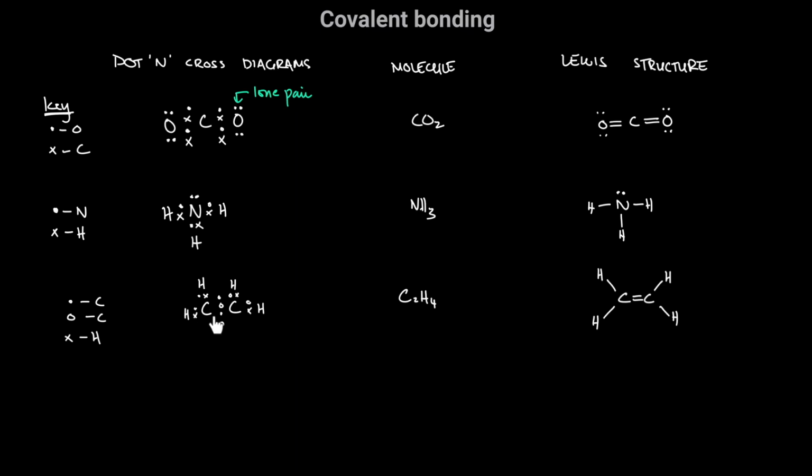So here again, 2 pairs of electrons being shared, that's a double bond, right? Every pair of shared electrons is a single bond. So if we have 2 sets of paired electrons, two pairs of shared electrons, that's a double bond, and then we have these single bonds here.